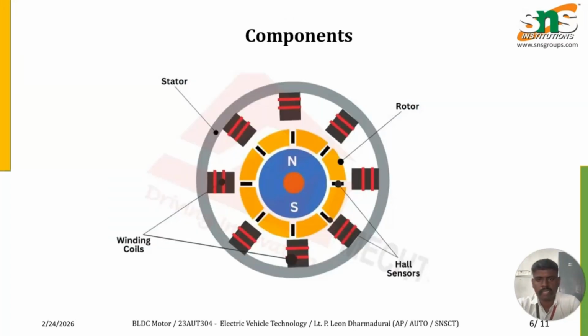In this slide we are going to discuss the components. As I said, the stator has many poles, and in that stator the winding has been done. And the rotor is the rotary part where the permanent magnet has been fixed. And a Hall effect sensor has been placed in addition in order to monitor the rotation of the motor.